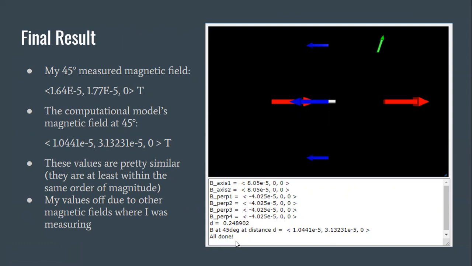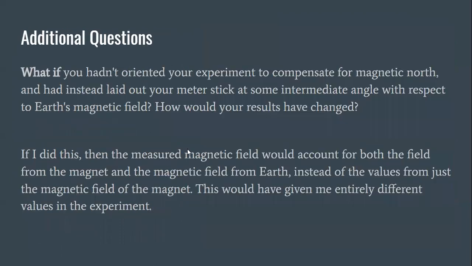For the 45-degree measurement, we can see that my measurement was given here above, and then the computational model's magnetic field was found here. These values are pretty similar. They're at least within the same order of magnitude. However, they are off because when I was measuring, there were different magnetic fields where I was measuring, and these likely interfered with my own data.